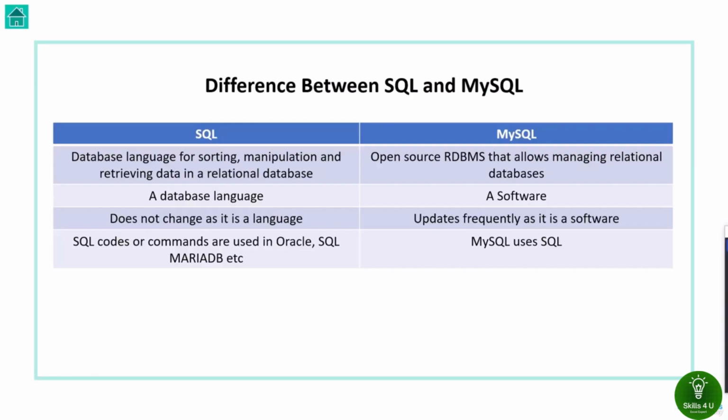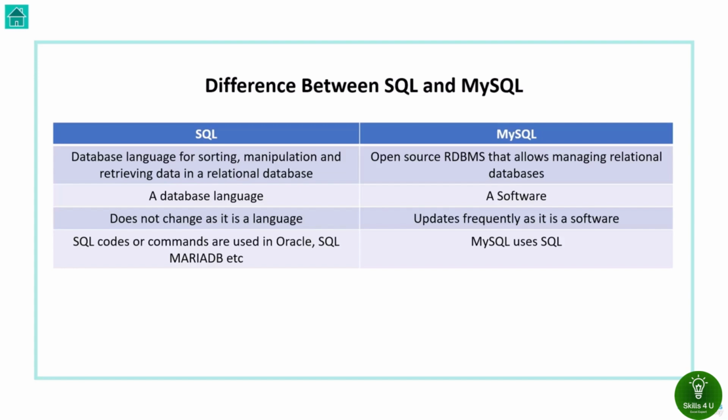In this section, we will discuss the difference between SQL and MySQL. Number 1. SQL is a language that is used to operate your database, whereas MySQL used to be one of the first open source databases available on the market. 2. This means that SQL is a database language, whereas MySQL is software.